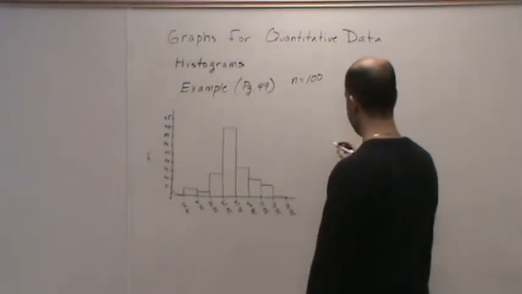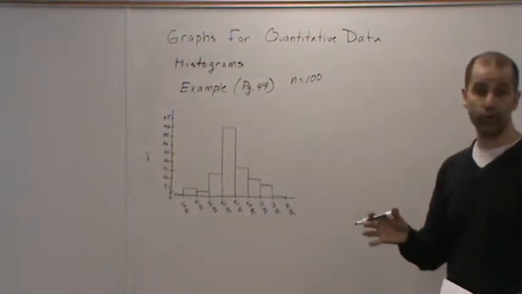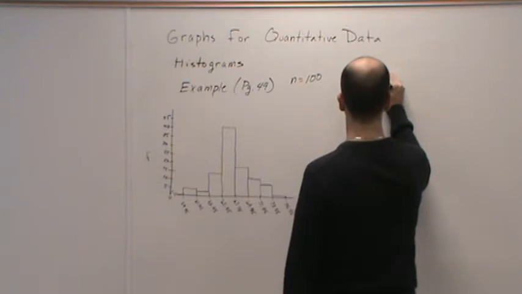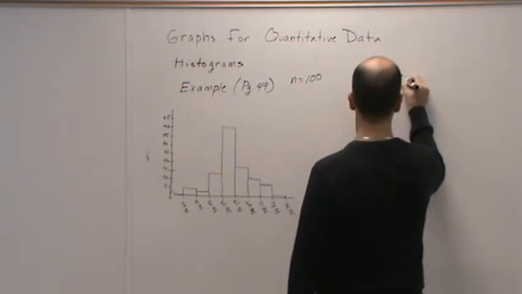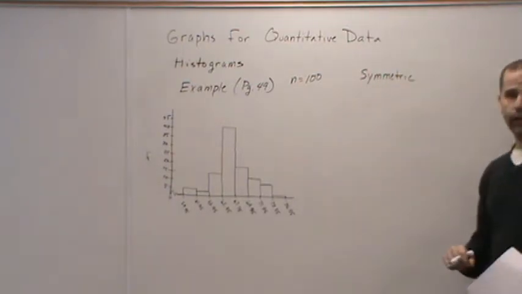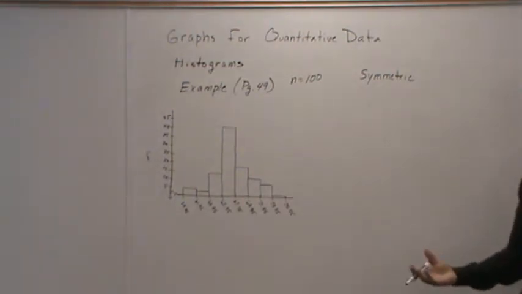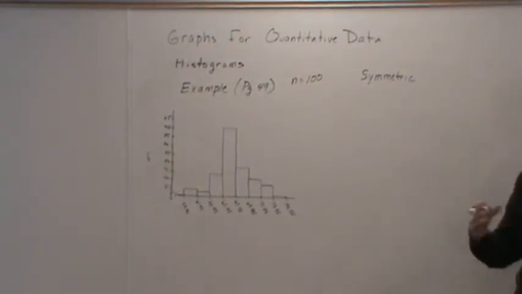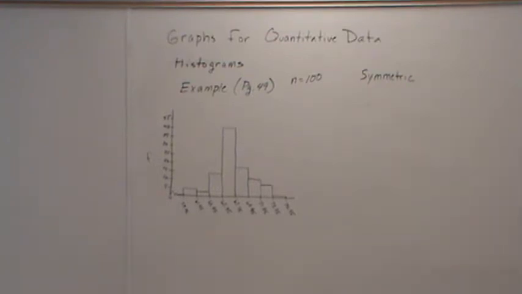The first thing is symmetric. Symmetric is where the left side looks like the right side. If you look at the middle, the left side and the right side are virtually the same. That's what we call a symmetric distribution. So it looks like a nice bell-shaped curve.